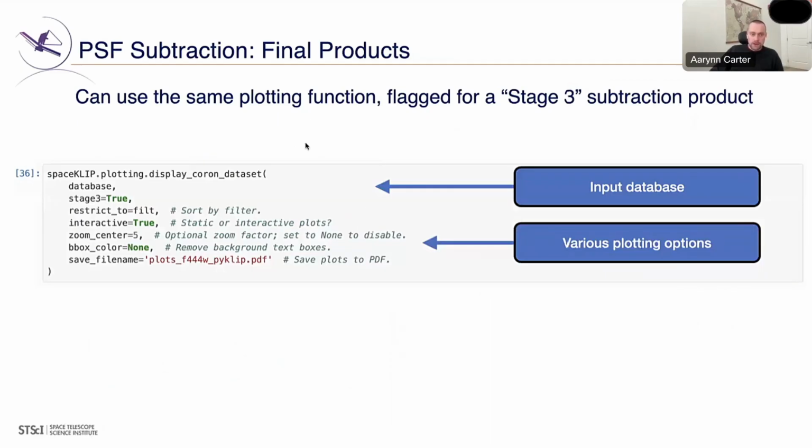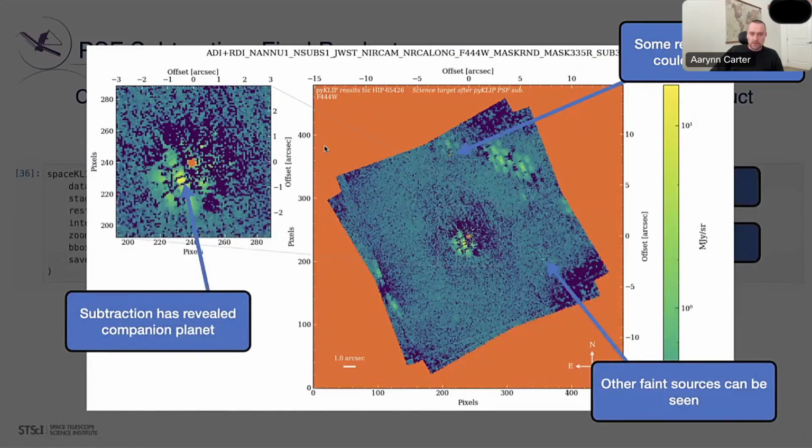But we can then run that function and see our PSF subtracted product. And now we can see the planets really nicely popped out. We've suppressed all of that stellar flux. It looks like there may be a little bit of residual noise that we could improve with a better bad pixel cleaning. And some of these really faint sources are now much easier to see as well.